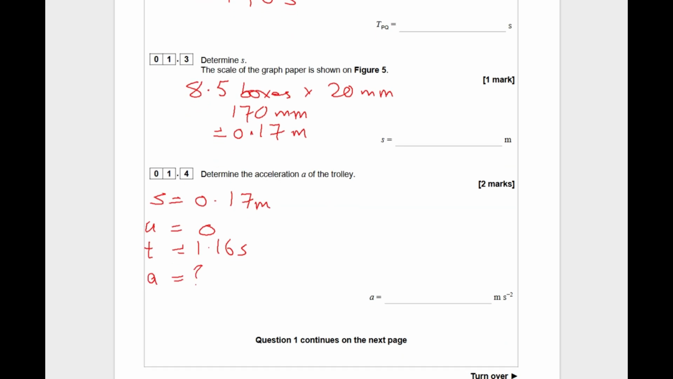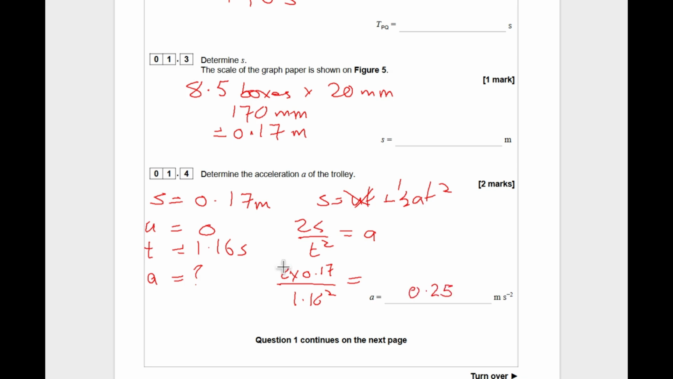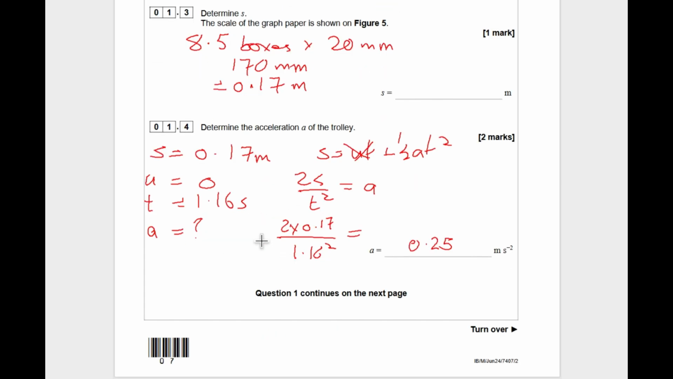Okay, so because it's at constant acceleration, S is ut plus a half at squared. Ut disappears. We want A, so 2S over t squared is equal to A. So put your numbers in. So 2 times 0.17 over 1.16 squared. So put it all in. So I get about 0.25. Okay. So just be careful, don't use your rounded answers. I think I may have, but I might have got away with it.